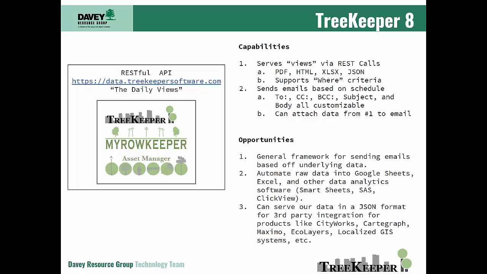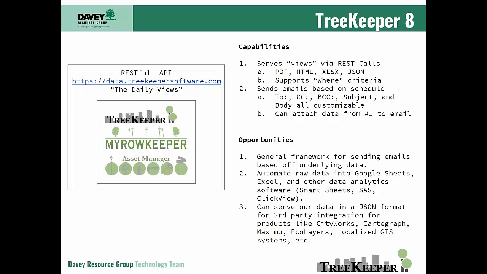So if a customer asks us, hey, I want to get a nightly email of all my high priority or imminent threats in the system, we've automated that process of producing that report as an Excel spreadsheet or as a PDF and sending that attachment in an email on a scheduled basis. And this opens us up for a lot of different opportunities. One, that framework for sending emails based off our underlying data, which we had a lot of requests for. Two, automating the raw data extraction into other products like Google Sheets or Excel or Smartsheet.